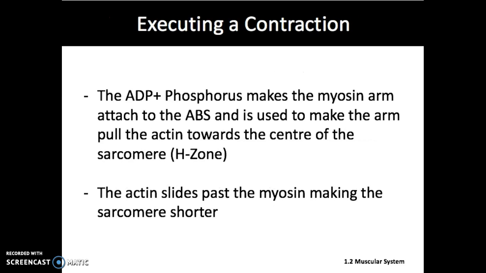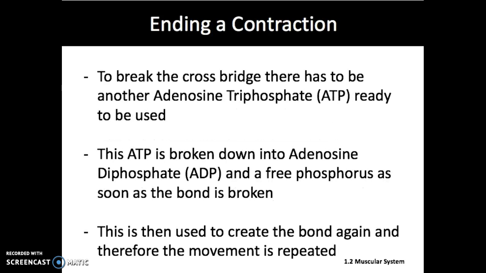Diphosphate and the inorganic phosphorus make the myosin arm attach to the actin binding site and are used to make the arm pull the actin across the center of the sarcomere in a sliding motion. The actin slides into the H-zone, making the sarcomere shorter. To break the cross bridge, there has to be another adenosine triphosphate, or ATP, ready to be used. The energy is actually used to break the bond. The new ATP is broken down into ADP and an inorganic phosphorus as soon as the bond is broken. This is then used to create the bond again, and therefore the movement is repeated.